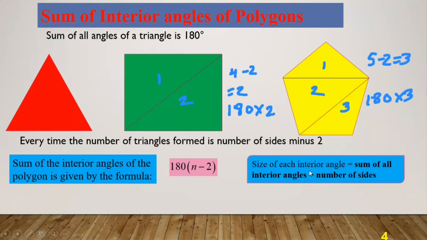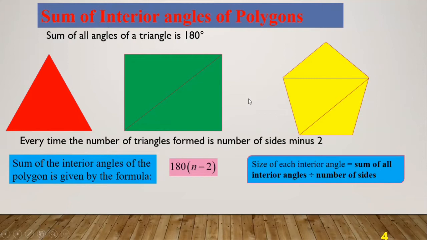And if you have to find the size of each interior angle of a regular polygon, each interior angle will be given by the sum of all interior angles divided by the number of sides. Suppose it is 360 degrees, so each interior angle will be 360 divided by 4, which is 90. We are going to solve sums based on this further. Okay, children? Have you all understood how we arrived at this formula?